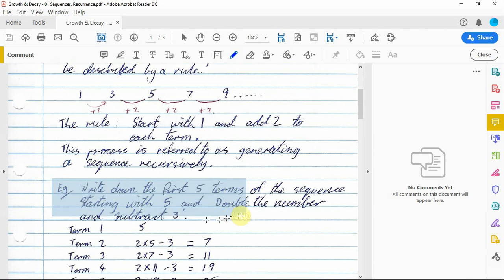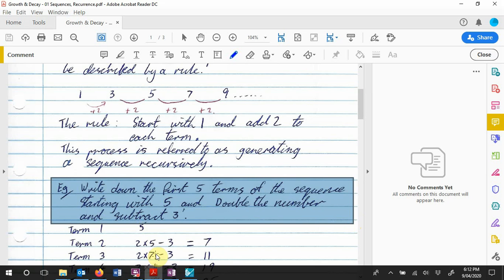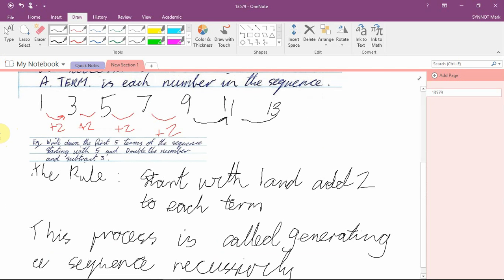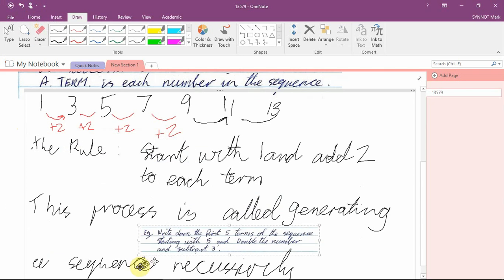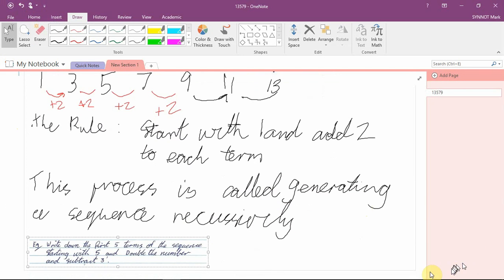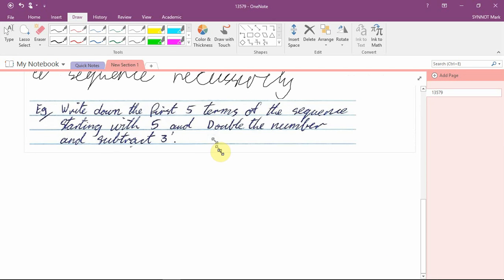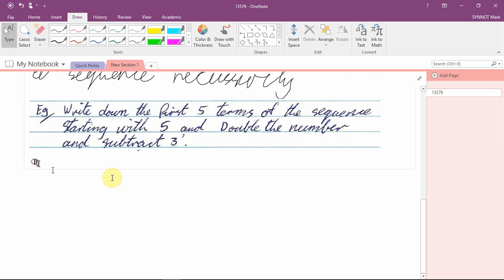And so here I've got an example there that we're going to use. So let's paste that up there. I don't want it up there. I want it somewhere else. So let me drag this down. There we go. That's a bit better. So it says, write down the first 5 terms of the sequence, starting with 5, and double the number and subtract 3.